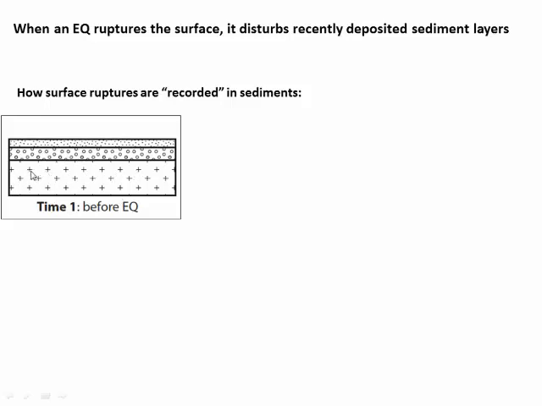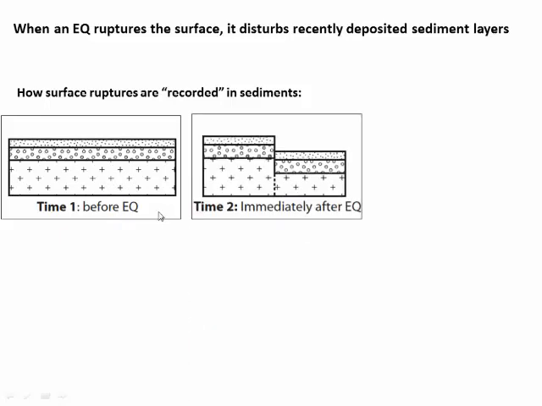Picture this. Picture you've got a layer of young sediments. Okay, so these are older sediments on the bottom, and then younger sediments have been deposited on top, maybe during flood events, for example. So these sediments are just sitting here before the earthquake. Then the earthquake occurs, and the strand of the fault comes up and actually offsets and maybe drops the right-hand side down a little bit relative to the left-hand side. Now that offset is actually recording the earthquake event.